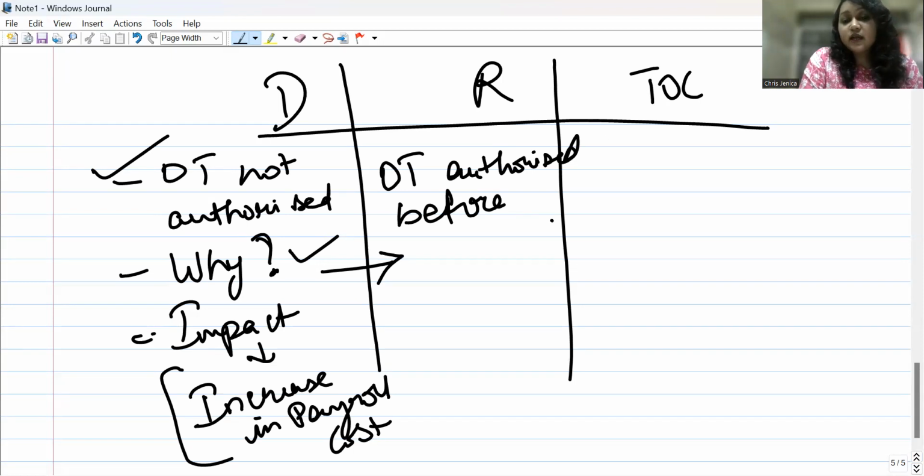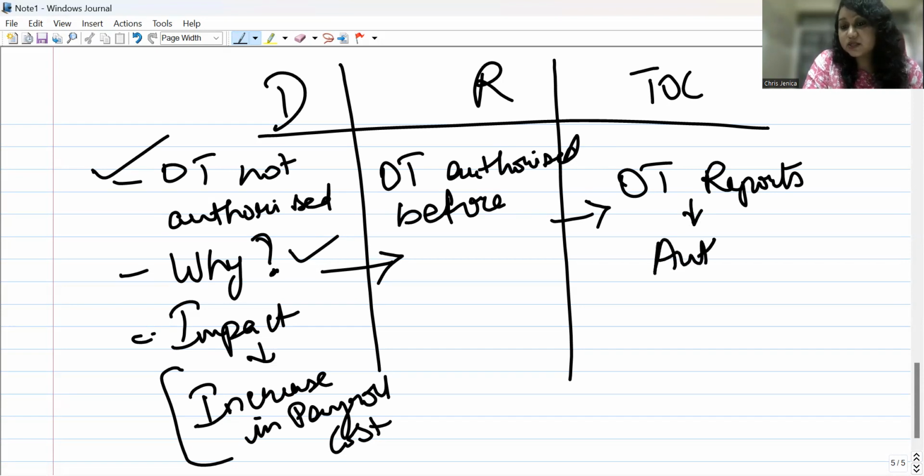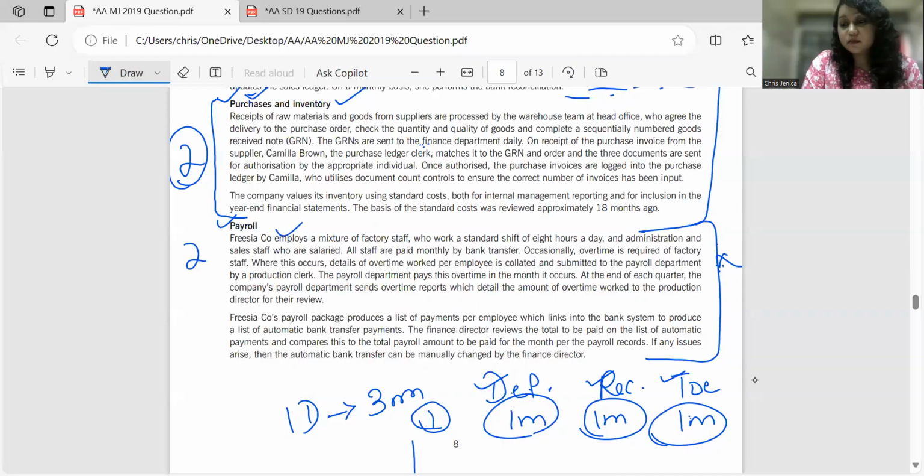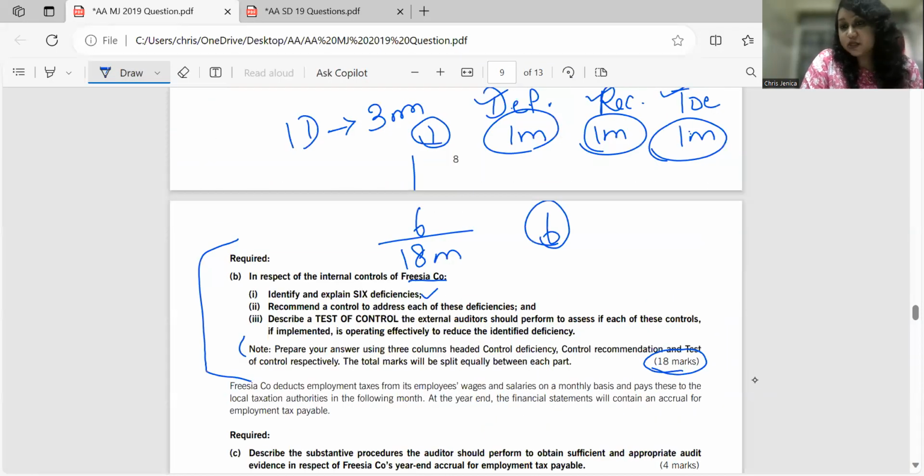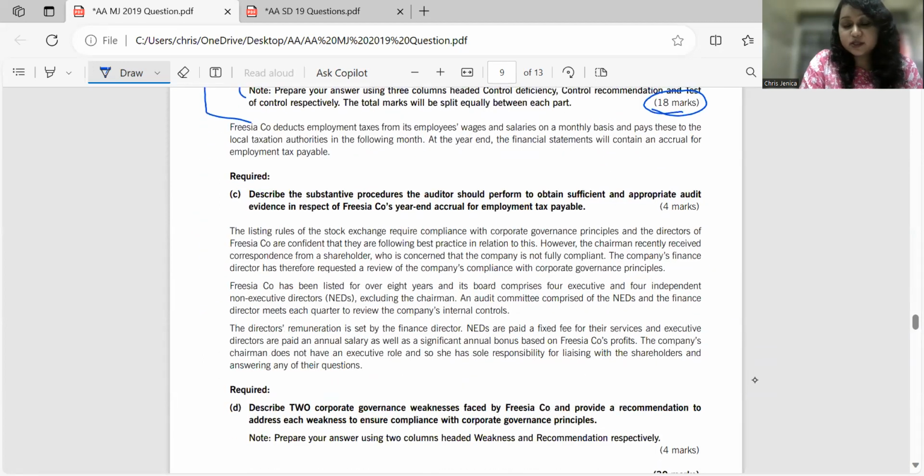Fine. Then what could be the test of controls? You will have an overtime report where you can check whether proper authorization has been done, whether the responsible official has authorized that you can work overtime, and whether the payments are correct. So you can review the OT reports. So this is the way in which you have to write the answer for this requirement, that is deficiencies. Clear? Hope that part was clear.